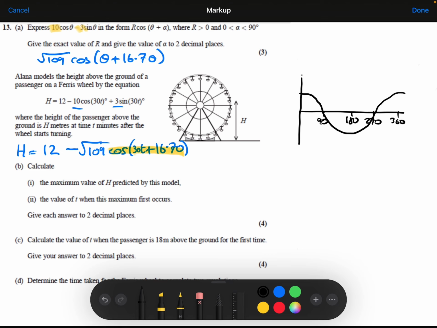So here's my cos graph. So I can see, if t was 0, for example, if this was 0, then that would mean that cos would be 1. And that would then mean that all of this would be 1, and I'd have root 109 times 1, which would be root 109, and then I would have 12 minus root 109. Now that's pretty small. I can do much better than that.